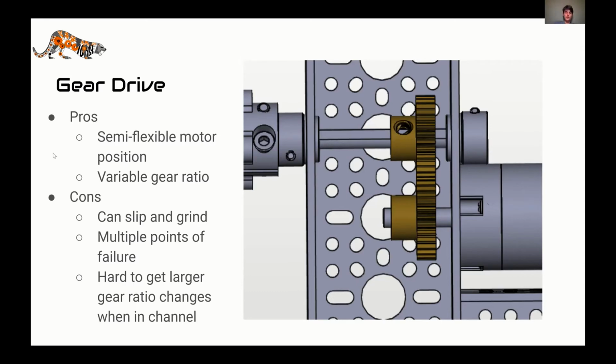And when you're in a confined structure like a U channel, as you can see in our example right here, you can't get a terribly large gear ratio because you'll run into the edges of that channel and you won't have the space to design for something like that.